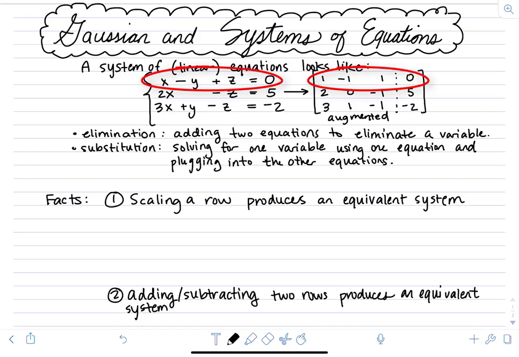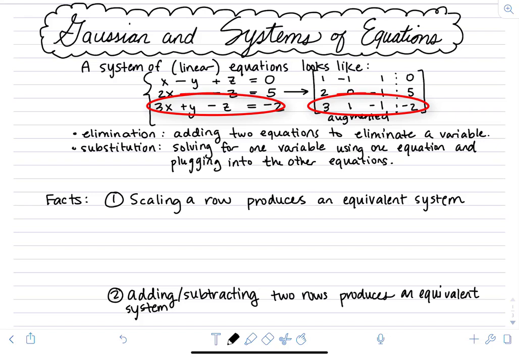So our first row is 1, negative 1, 1, 0. Our second row would be 2, 0, negative 1, 5. And our third row would be 3, 1, negative 1, negative 2. One thing to be careful about is notice that when we are missing a variable, we will still have a number in our augmented matrix. That number will just be 0, which is the coefficient of that missing variable.